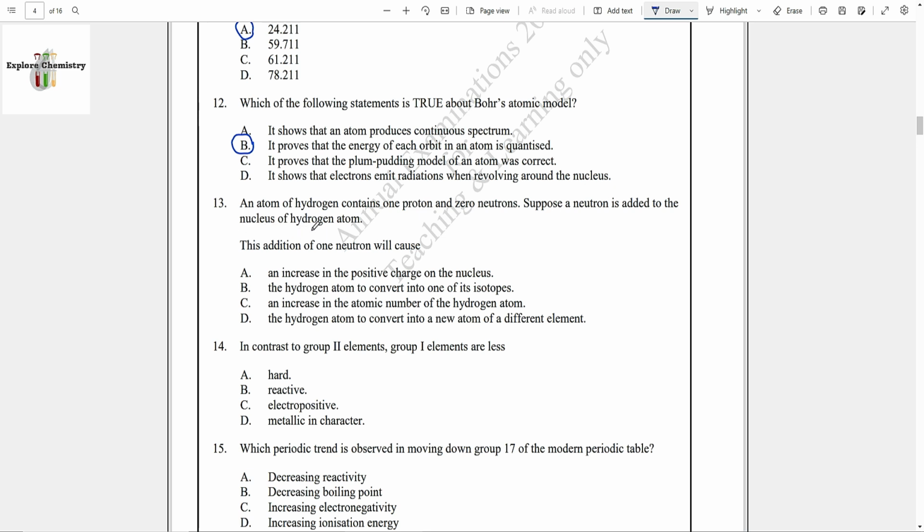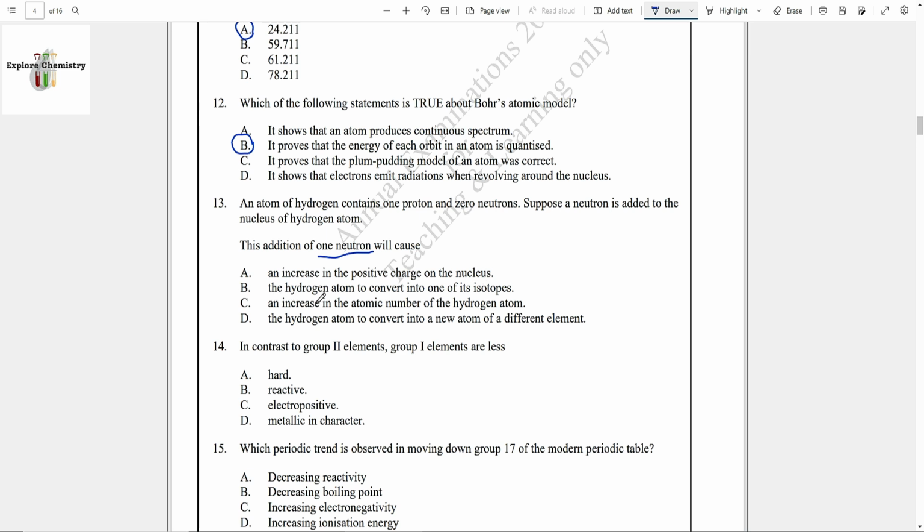Number 13. An atom of hydrogen contains 1 proton and 0 neutrons. Suppose a neutron is added to the nucleus of the hydrogen atom. This addition of 1 neutron will cause? Addition of 1 neutron will make another isotope, or it will increase the atomic mass or mass number. Let's see the options. Option A says an increase in the positive charge on the nucleus. By adding a neutron, positive charge will not increase because a neutron is neutral.